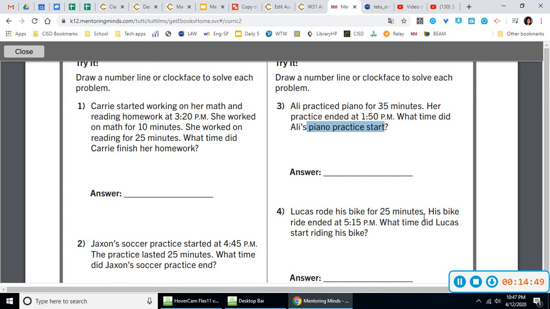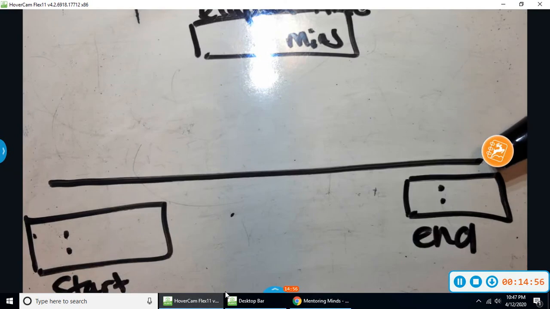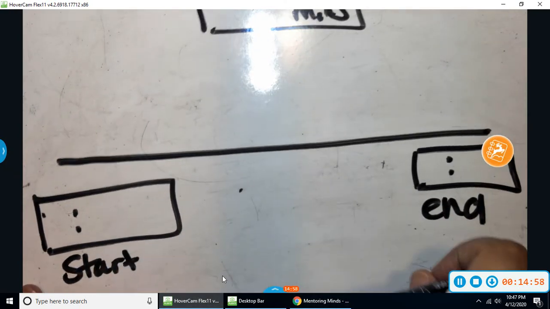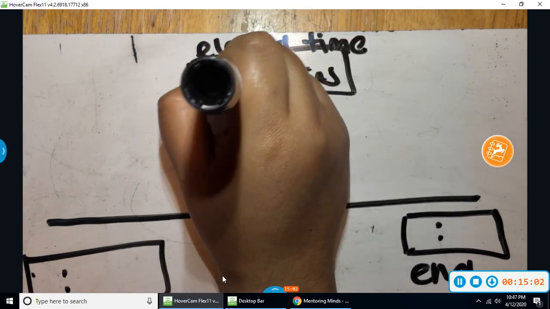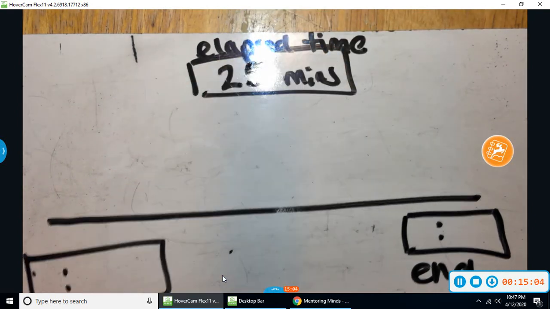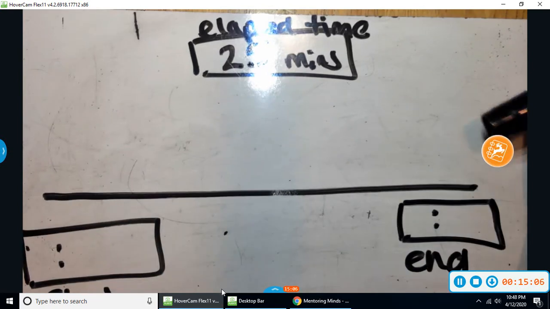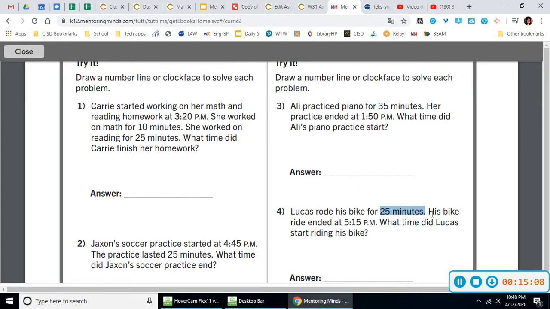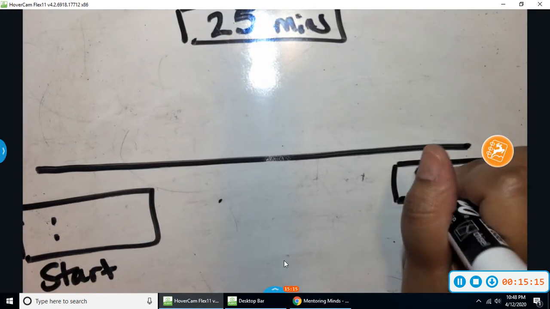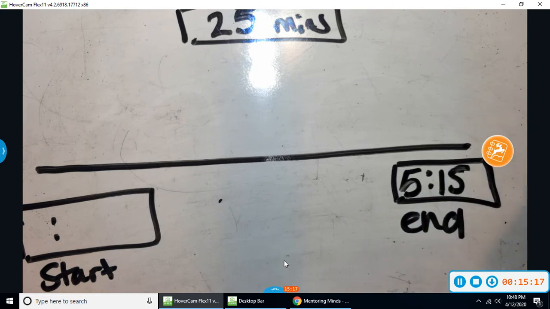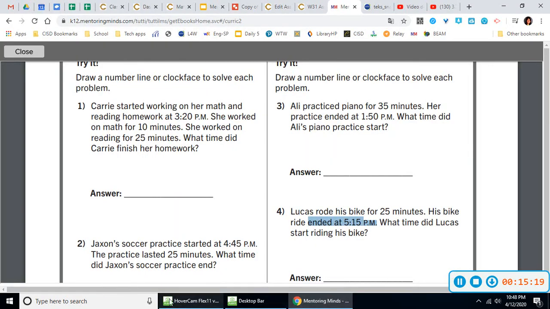So Lucas rode his bike for 25 minutes. Alright, here's the first information, 25 minutes. Where does that go? Start time, end time, or elapsed time? Okay, so hopefully you know by now that's your elapsed time. His bike ride ended at 5:15. So ended means I'm going to put it over here, 5:15, and that's a PM.